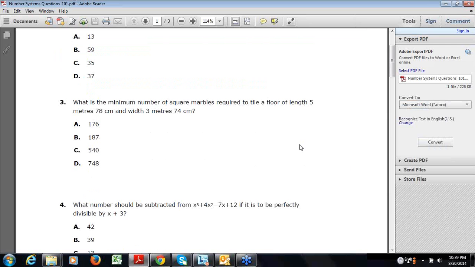It is saying: minimum number of square marbles required to tile a floor of length 5 meter 78 centimeter and width 3 meter 74 centimeter. So 5 meters 78 centimeter will be 578 centimeter, and the other will be 374 centimeter. It is asking for the minimum number of marbles required. Minimum number of marbles means we have to find the HCF of it.